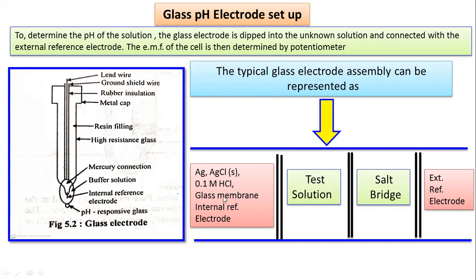In the first compartment, silver chloride, 0.1 molar HCl, and glass membrane act as the internal reference electrode. The overall section is the internal reference electrode. Then the test solution, and there is a salt bridge which is connected to this test solution along with the external and internal reference electrode. And this overall assembly can be recognized as a glass electrode assembly. So here you have to keep in mind what the internal reference electrode is and what the combination is, and the salt bridge is followed by the external reference electrode here.